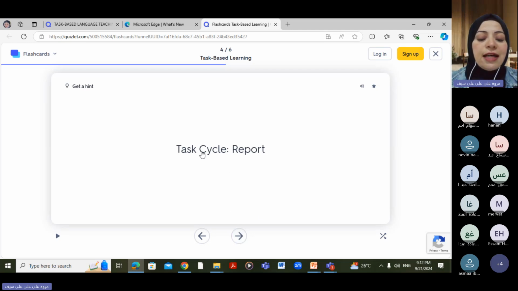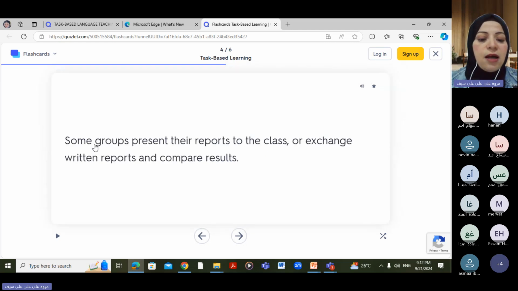And then the report, again in the task cycle. What is the report? Some groups present their reports to the class or exchange written reports and compare results. If they are, for example, asked to fill in a certain schedule, and it's an information gap task, and I give them the schedule to fill in, every group is going to fill in the schedule. This is their task. Then they have finished everything. I can ask them to exchange the schedules, their work together, the groups, to get peer feedback before the presentation to class or the class discussion after the activity. Exchanging the texts together or their production together before they present to class. This is one step to do.